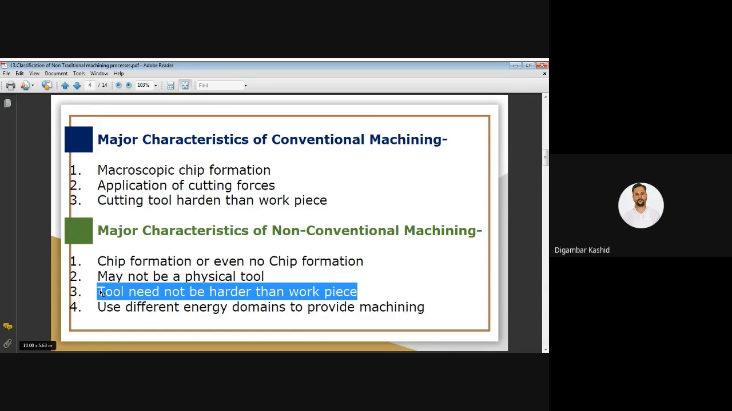For example, if you use abrasive particles and use the kinetic energy of those abrasive particles, that process is called abrasive jet machining. If you use water, it is called water jet machining. If you use electrical energy, then electric discharge machining. If you use chemical energy, then chemical machining. Again, if you use thermal energy along with electrical energy, then laser beam machining and electron beam machining. These are the different non-conventional machining processes.